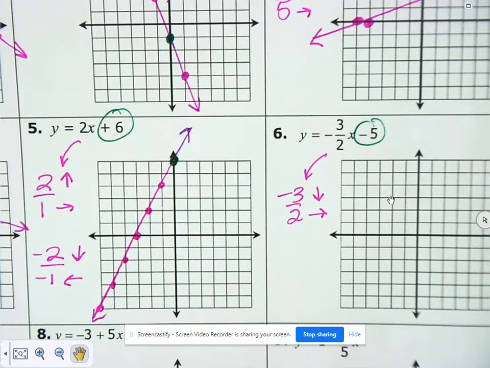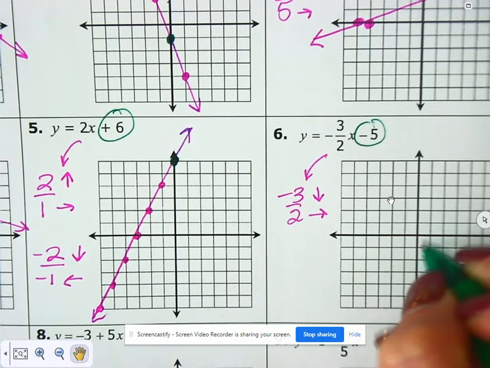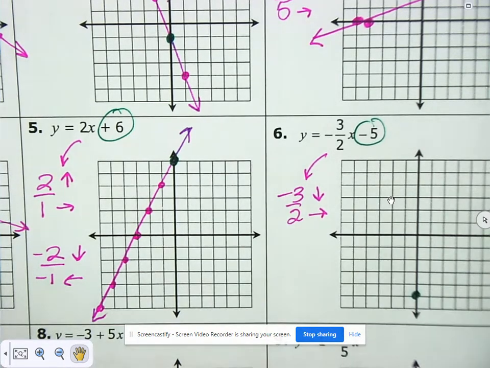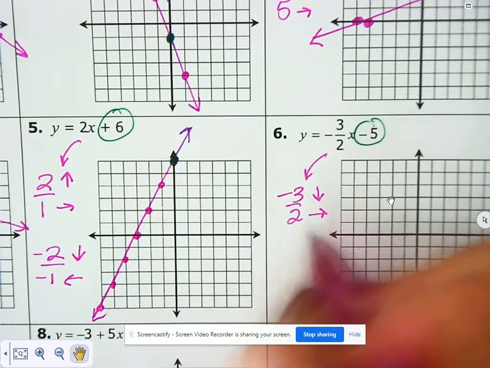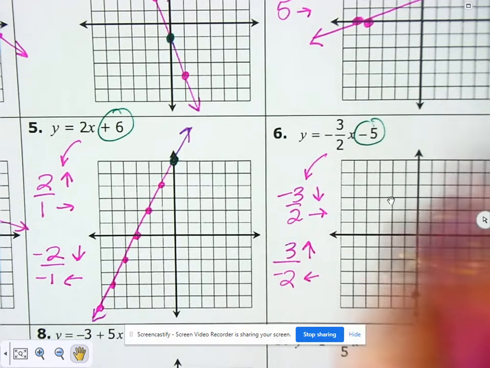All right, number 6. So I'm going to start at negative 5. 1, 2, 3, 4, 5. Okay, again, I can't go down 3 and right 2. So I'm going to switch my signs on both of them. I'm going to go up 3 and left 2.